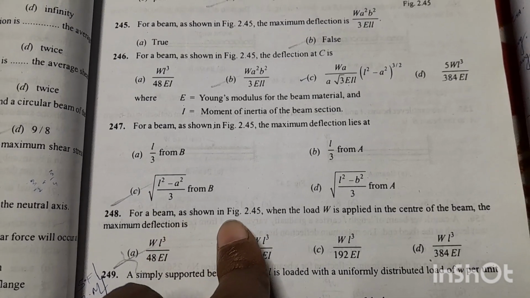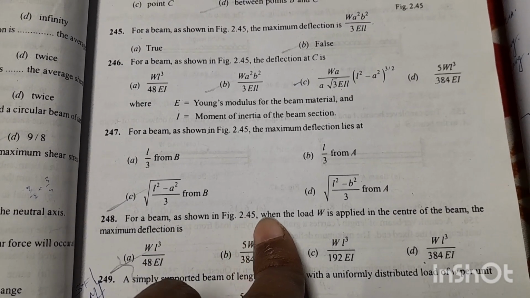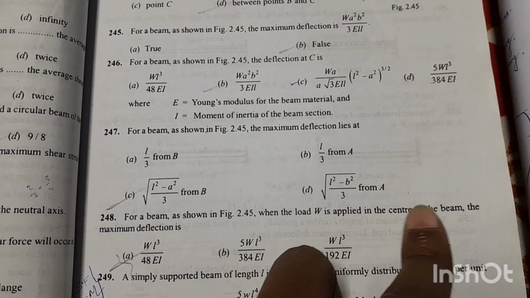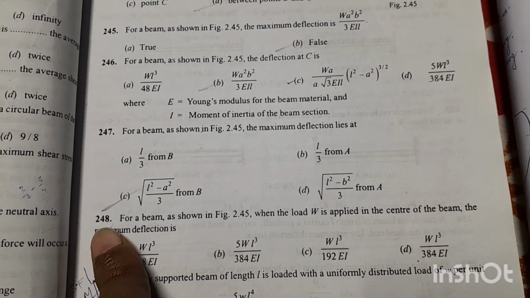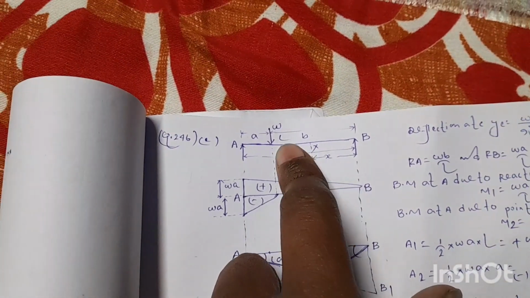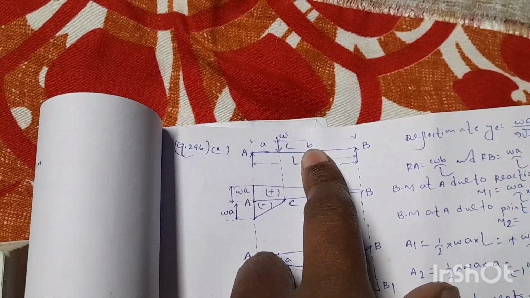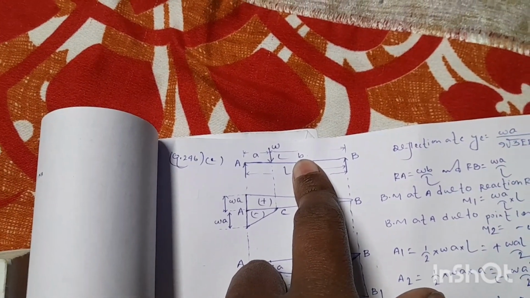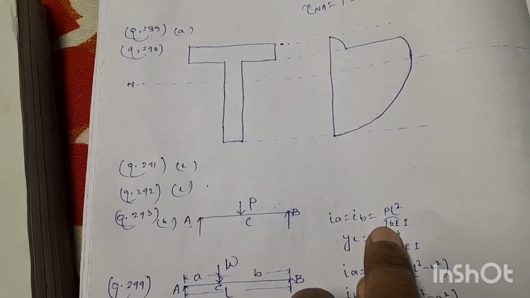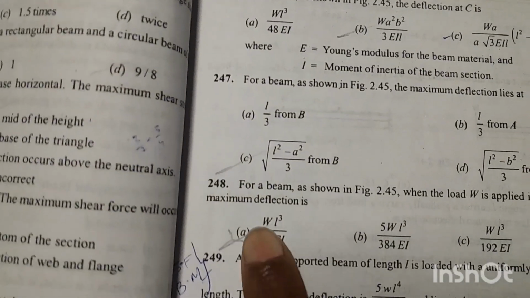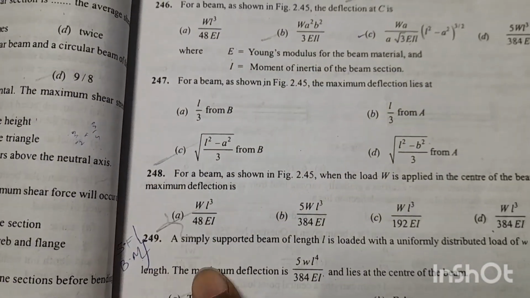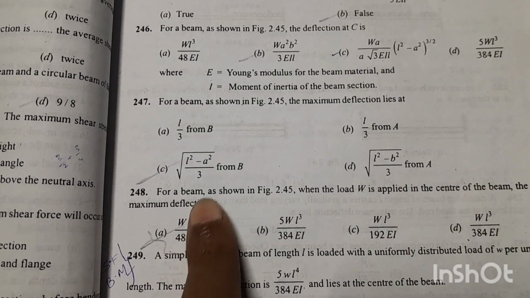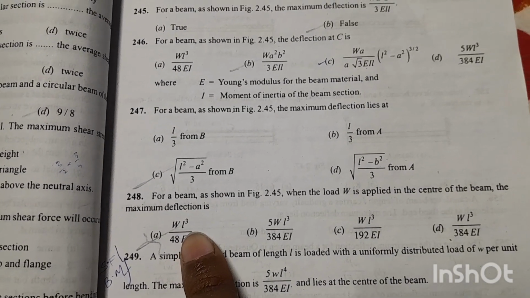Next question 248. For a beam as shown in the figure 2.45, when the load W is applied in the center of the beam, the maximum deflection is. In this beam, when the point load is applied at the center, the deflection will be W L cube by 48 E I. So for question number 248, option A is the right answer, W L cube divided by 48 E I.